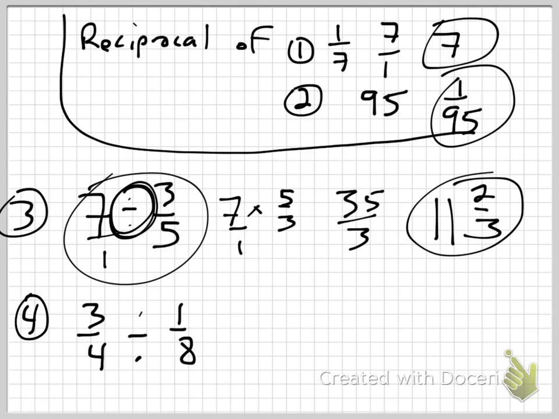And then the last one, 3/4 divided by 1/8. How do I divide 3/4 divided by 1/8? I don't. 3/4 times 8 over 1. Can I reduce anything? That becomes a 2. That becomes a 1. It's 6. The answer to number 4 is 6.